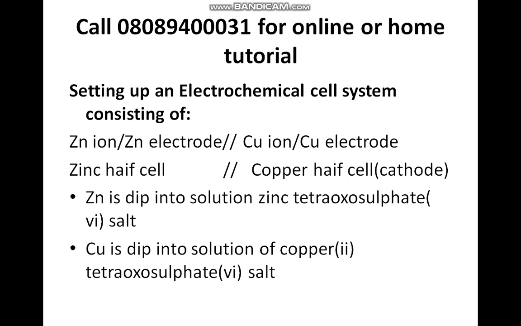This imbalance of ions can be corrected using the salt bridge or porous pot. What does the salt bridge or the porous pot do? They allow the exchange of ions to take place between the solutions in the two half cells and thus ensure electrical neutrality.